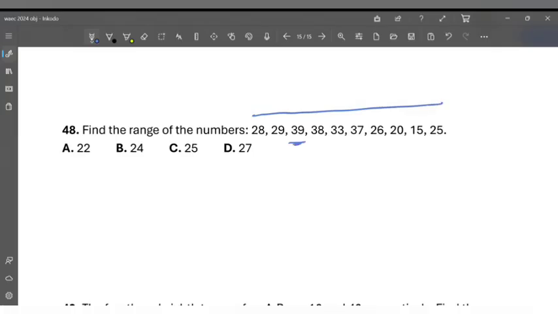39 is the highest number. So look at it again. What is the lowest number? 15 is the lowest number. So the range is 39 minus 15, which is 24. Option B.